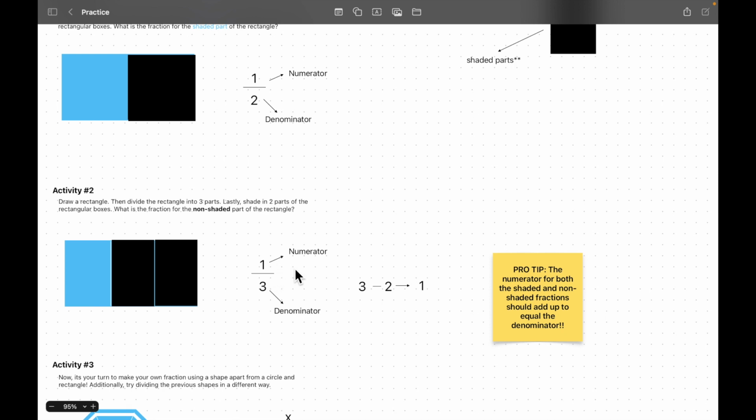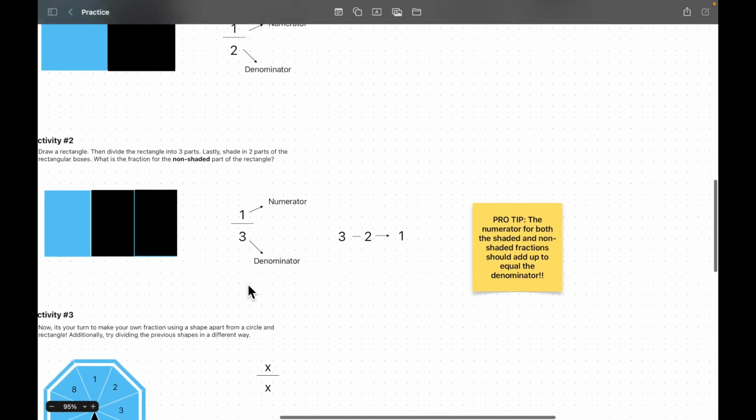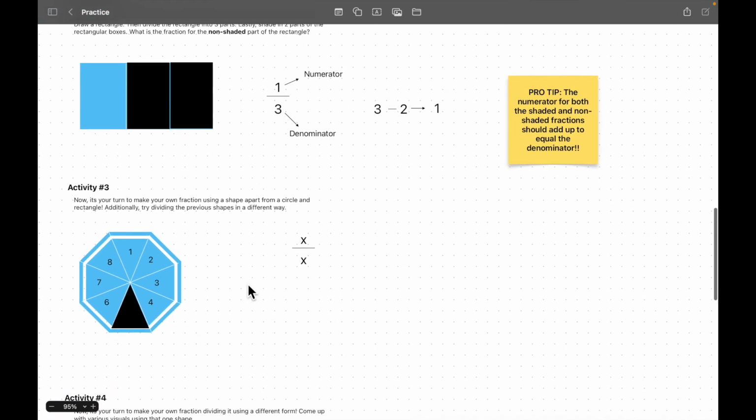So 2 over 3 plus 1 over 3. 1 plus 2 gives us 3. So then that number equals the denominator, 3 over 3. Perfect. That means our answer is correct. And if you remember, 3 over 3 is also equal to a whole, but it is also equal to 1.